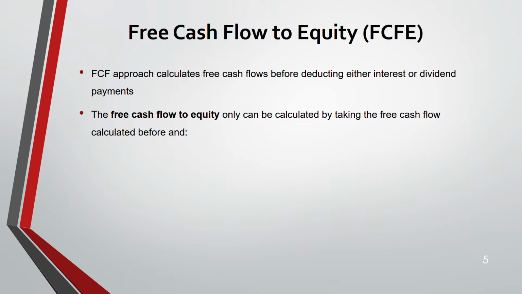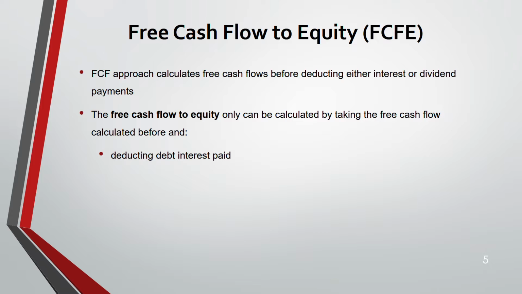But free cash flow to equity can only be calculated by taking the free cash flow calculated before. That means FCF, and you make the following adjustments to that free cash flow. That means to calculate free cash flow to equity, you already must have calculated free cash flow first. Without that, you cannot proceed to free cash flow to equity. With your free cash flow, you do some adjustments, add, deduct, and get the free cash flow to equity.